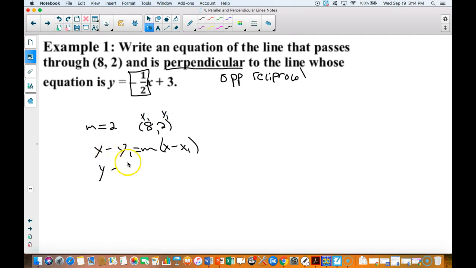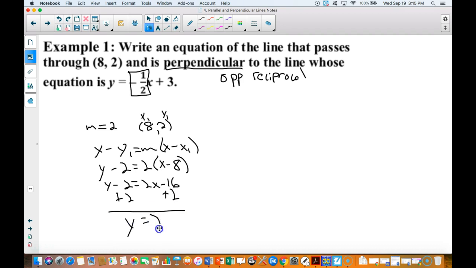So y minus 2 equals 2 times x minus 8. And then we want to solve for y. So distribute this 2 through. So y minus 2 equals 2x minus 16. Add this 2 over. And my final answer is y equals 2x minus 14. So this is the equation of a line that is perpendicular to this one that goes through this point.